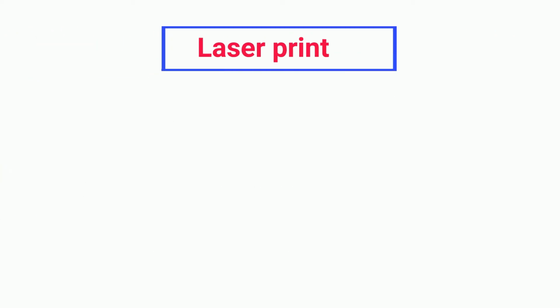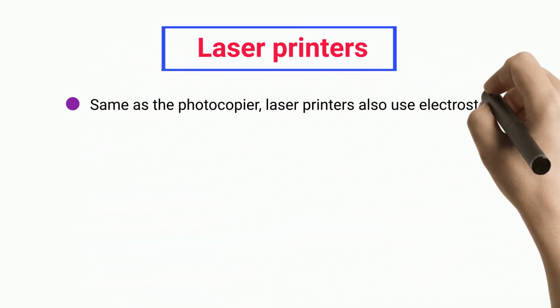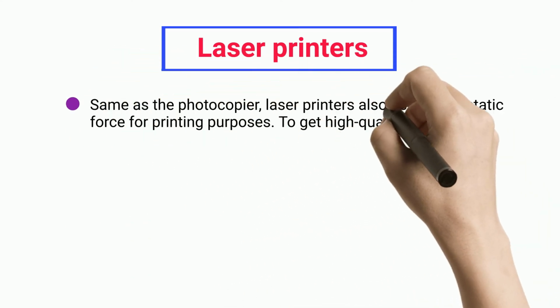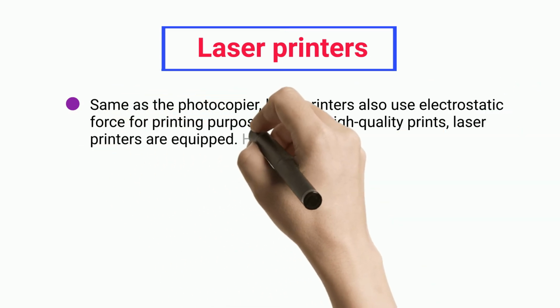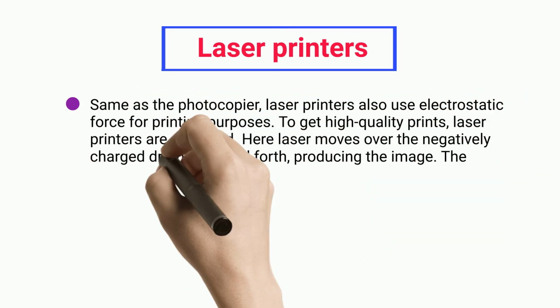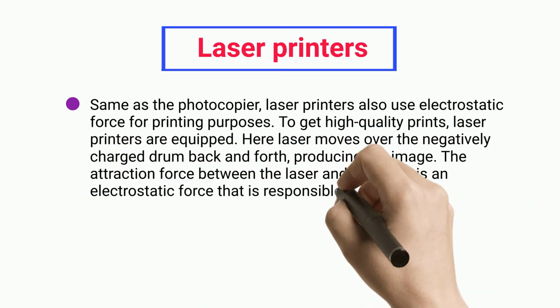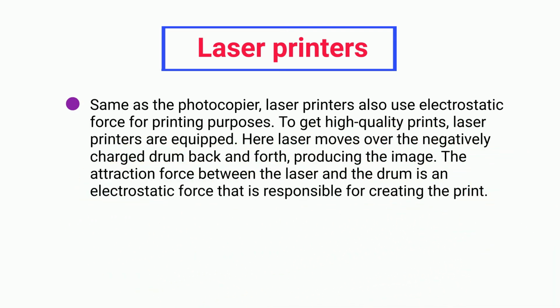Laser printers. Same as the photocopier, laser printers also use electrostatic force for printing purposes. To get high-quality prints, laser printers are equipped with a special mechanism. Here, the laser moves over the negatively charged drum back and forth, producing the image. The attraction force between the laser and the drum is an electrostatic force that is responsible for creating the print.